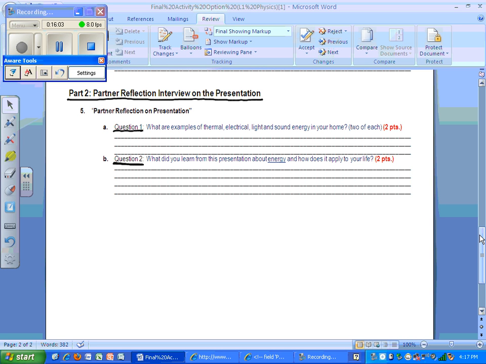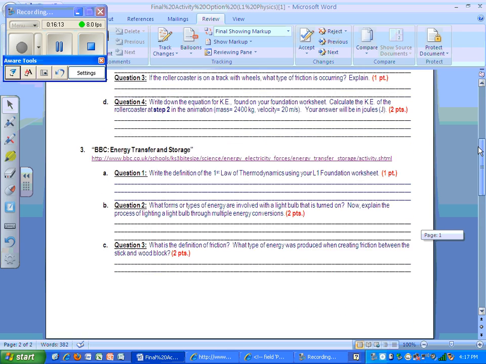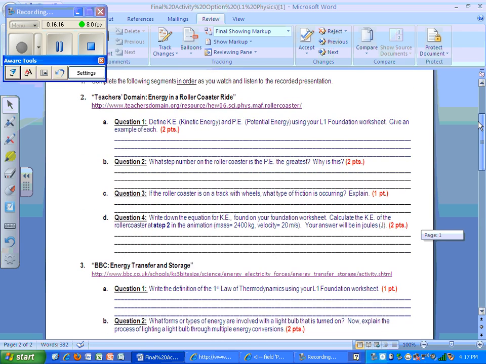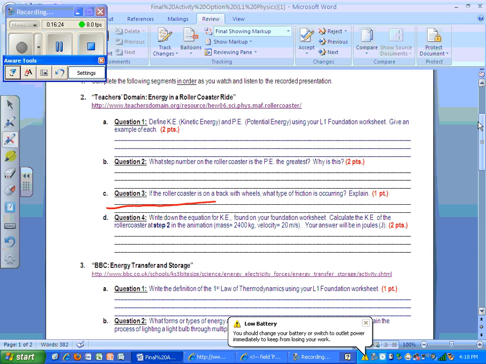Thank you for paying attention. Make sure you fill out the rest of your worksheet. As a reminder, if you are having trouble with the equation on part 1, you can find the equation for kinetic energy in your foundation worksheet. And that is all that we have for the presentation.